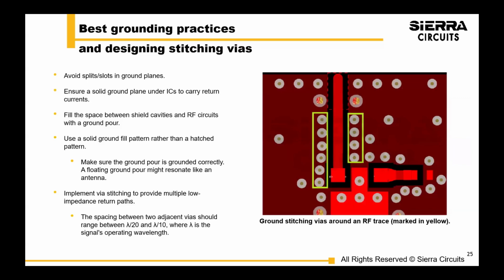You want to also avoid splits or slots in the ground planes, ensure a solid ground plane under ICs to carry return currents, and fill the space between the shield cavities and RF circuits with a ground pour. Use a solid ground fill pattern rather than a hatched pattern for better shielding and lower impedance. Make sure the ground pour is connected to a ground plane. A floating ground pour might act like an antenna. Implement via stitching to provide multiple low impedance return paths. And then we have our spacing guidelines as always.